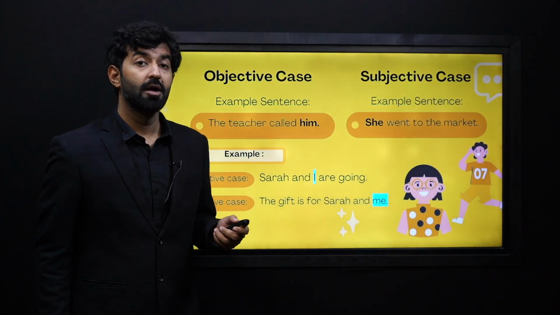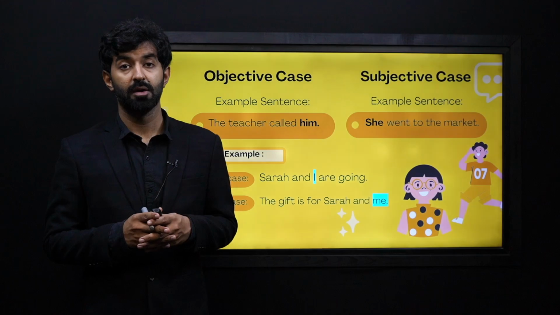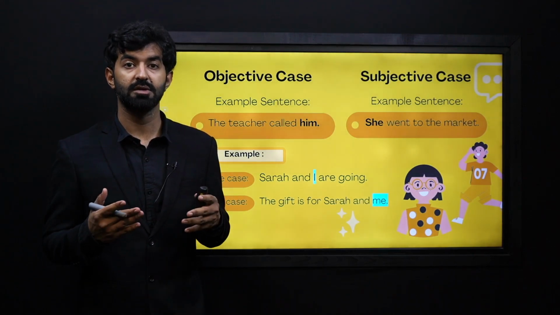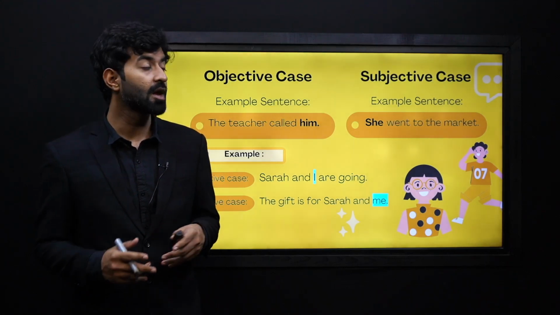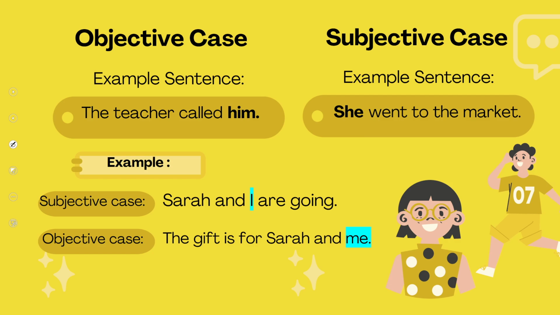My dear learners, we talked about subject and object pronouns. We mean to say subjective and objective cases. Now let's try to understand them using some examples. For the objective case, we have a sentence: the teacher called him. Him is the object here, and we use this personal pronoun to replace the object noun again and again. We just use this pronoun which comes under the object pronouns, which is a personal pronoun.